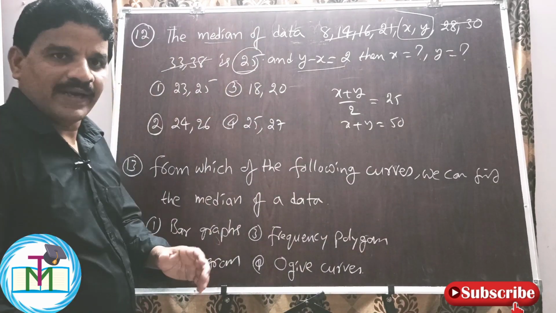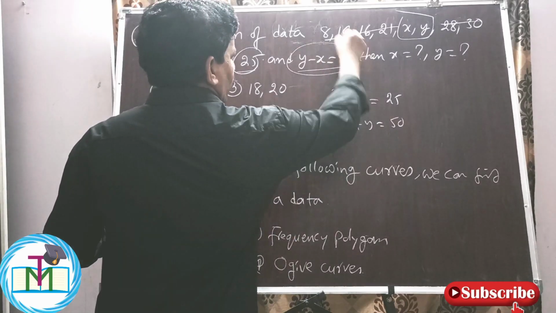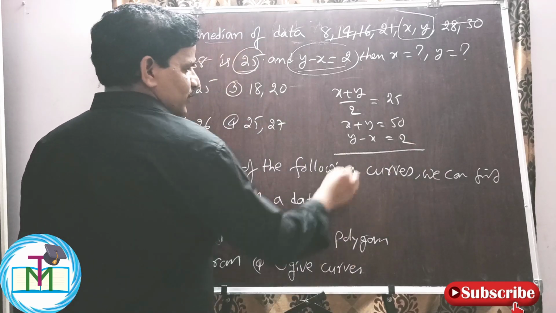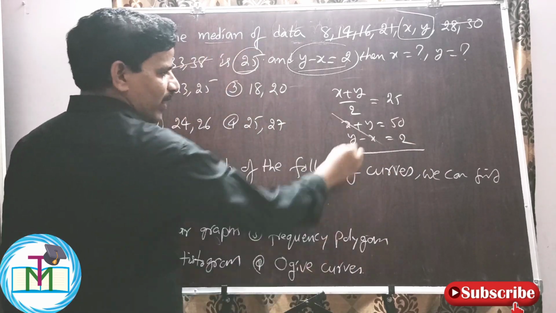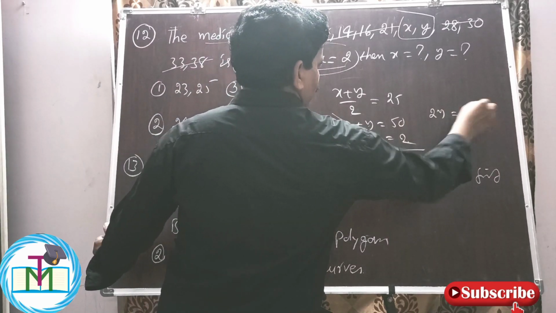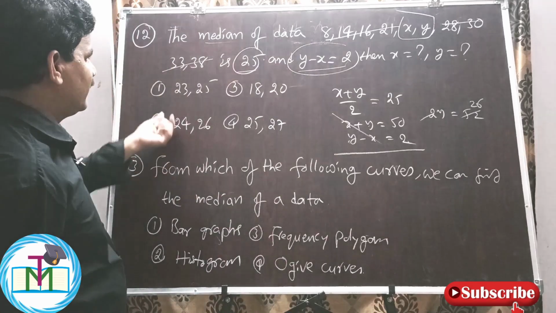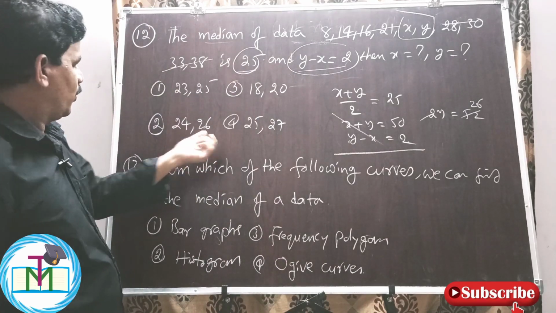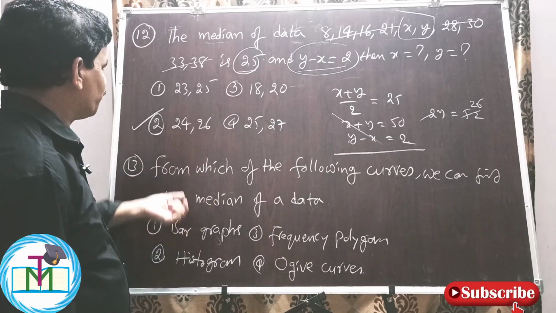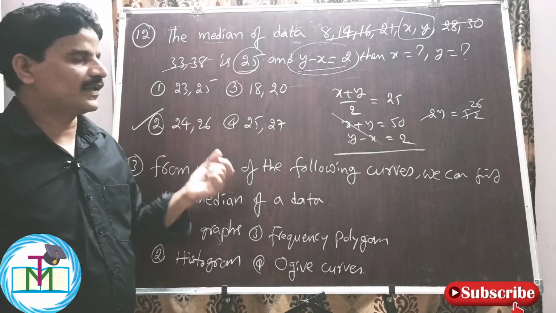To find x and y values, we need one more equation which is already given in the question. Y minus x is equal to 2. If I add these two, plus x minus x cancel, y plus y, 2y is equal to 52. 2y is equal to 52, so y is 26. See the answers here, 26 is there only in option 2. Therefore we need not calculate the x value. 24, 26, option 2 is the right answer.